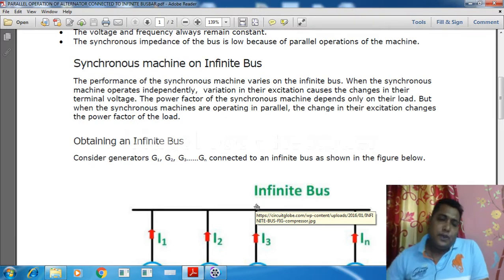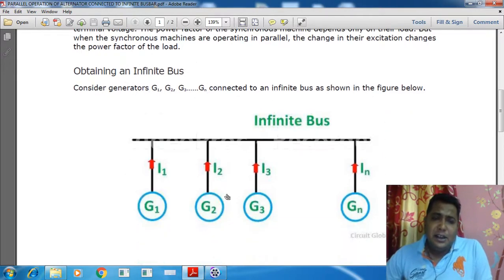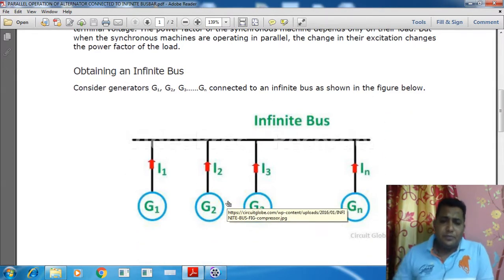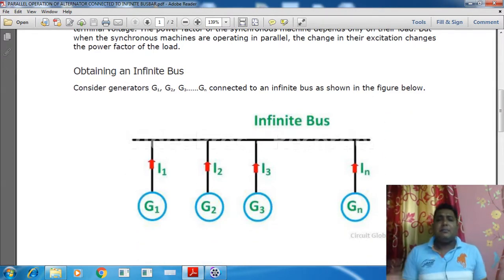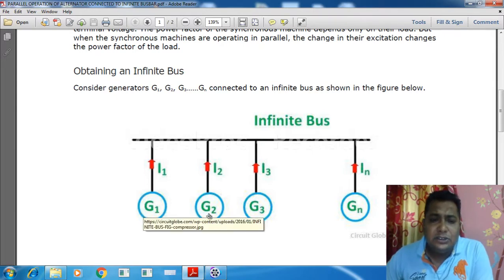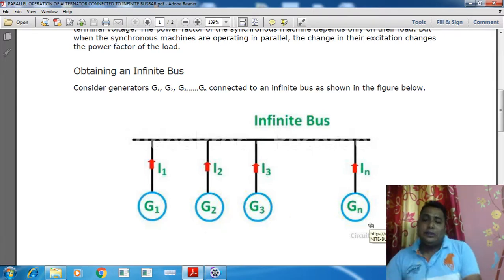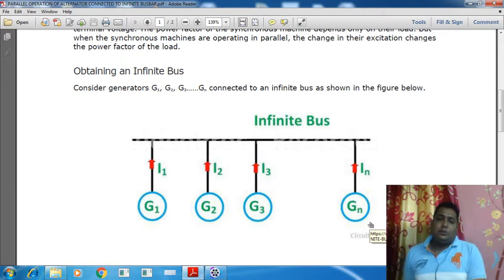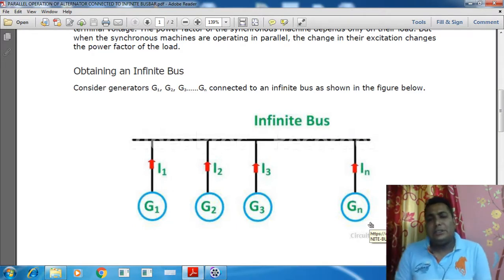Okay, so for a pictorial representation, I have placed here the bus bar. Follow my pointer. This is the infinite bus, and with that infinite bus, G1, G2, G3, so n numbers of alternators are connected. So this is how the system looks like.